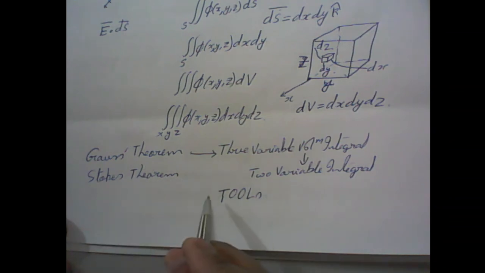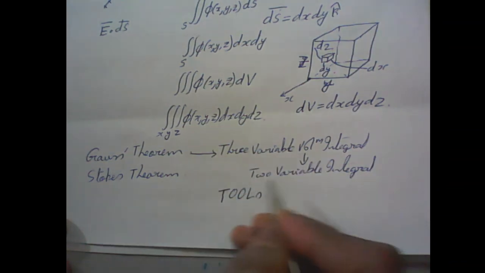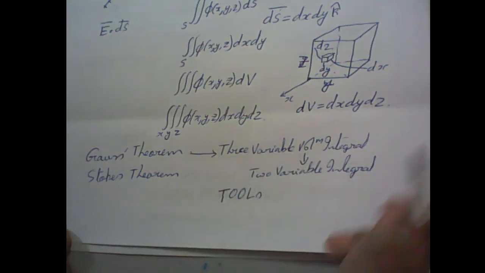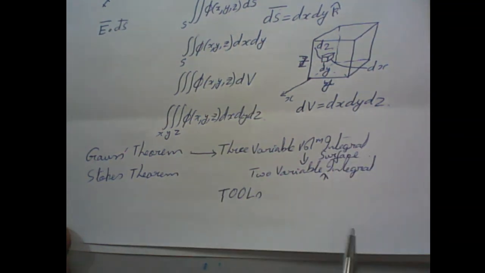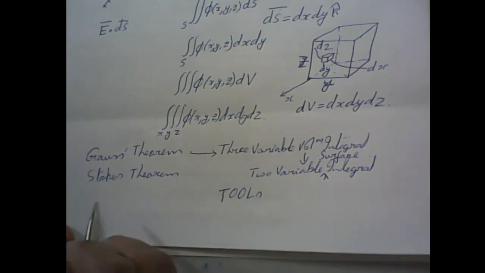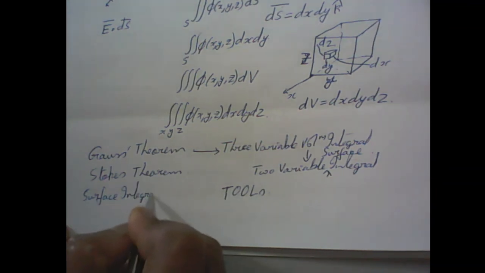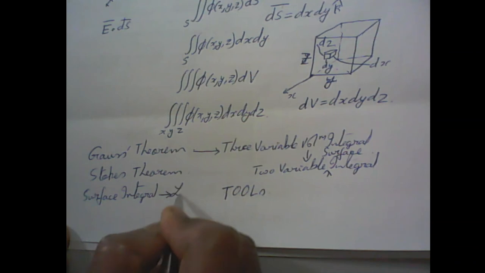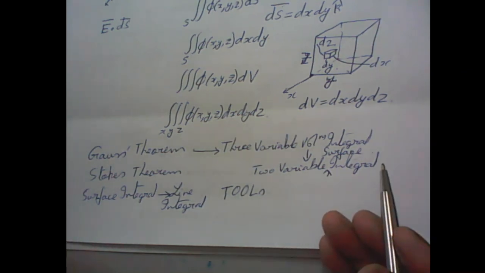Gauss's theorem is a tool which can be used to convert a three-variable volume integral into a two-variable surface integral. And what is Stokes' theorem? Stokes' theorem gives us a tool to convert a two-variable surface integral to a one-variable line integral. That is the beauty of these two theorems. It simplifies our job.